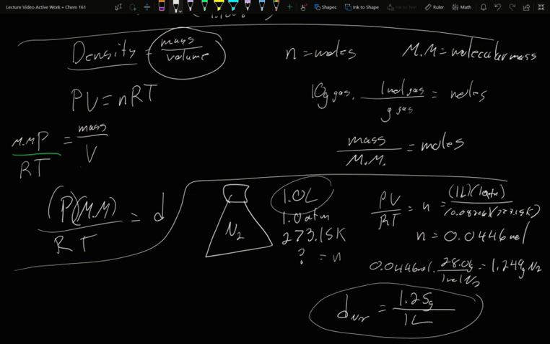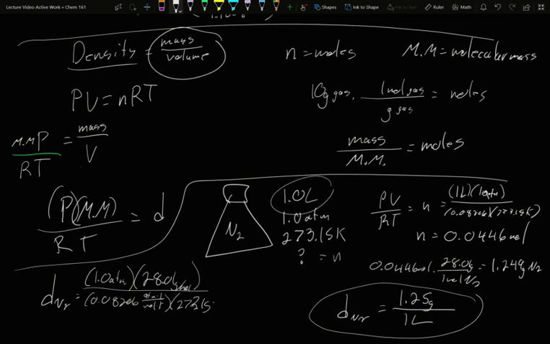But instead of going through all that trouble, I can just solve the density for my N2 by plugging in our values over here. I know the pressure, it's 1 atmosphere. I know the molecular mass of N2, it's 28.01 grams per mole. R doesn't change, 0.08206 atmospheres, liters, mole Kelvin, and temperature, 273.15 Kelvin still. Run that: 28.01 divided by 0.08206 divided by 273.15.